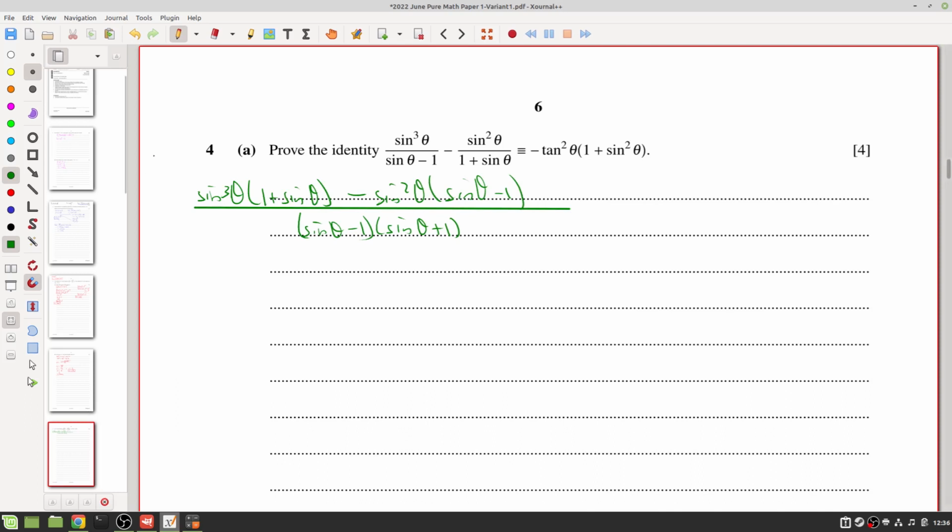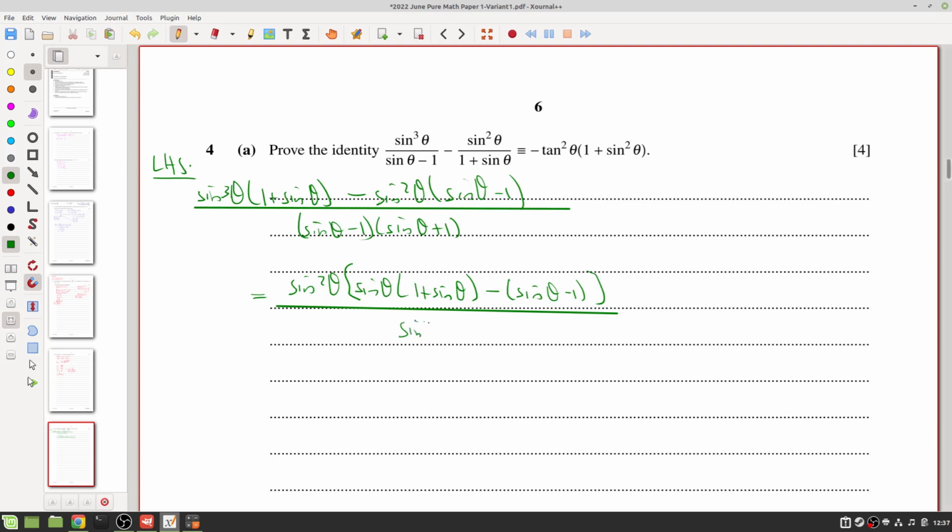Okay, so this is the left-hand side. Let's just write that down. Okay, now at the top here, we can see we can factor out a sine squared theta. So I'm going to do that. I'm going to factor out sine squared theta. And then what's left? Sine theta multiplied in here. Well, let's do all the steps. Let's not skip anything. So sine theta times 1 plus sine theta. Minus, and then this sine squared theta is gone. So what's left is just this bracket, which is sine theta minus 1. And then all of that still over this sine theta minus 1, sine theta plus 1.